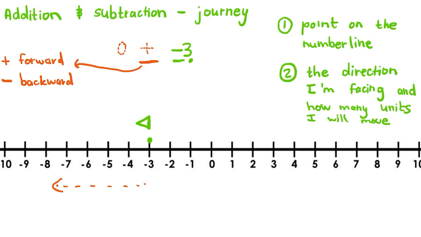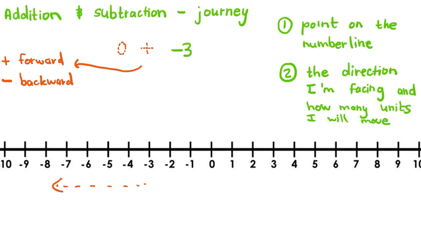Now, this first number is the point on my number line where I am standing at now. So remember, I said that we have two interpretations. The first one is the point on the number line where I'm standing at now, where I'm going to start moving from. Then the second integer shows me the direction I'm facing and how many units I will move. And the operation tells me, am I going forward or backwards? All right, now let's unpack this very slowly.